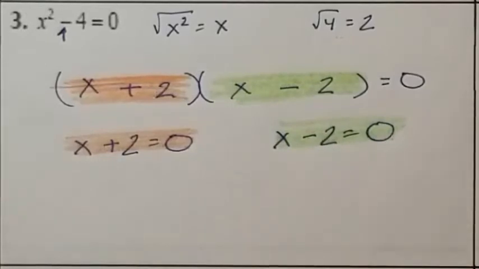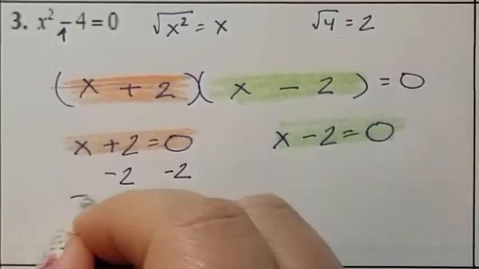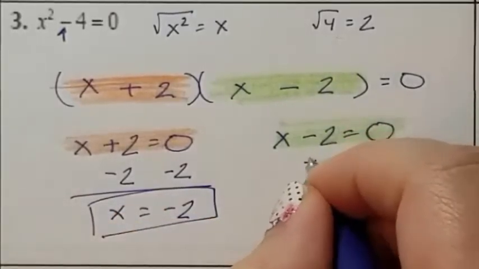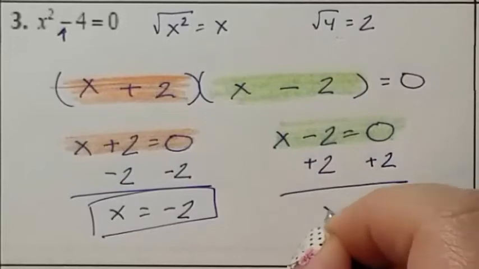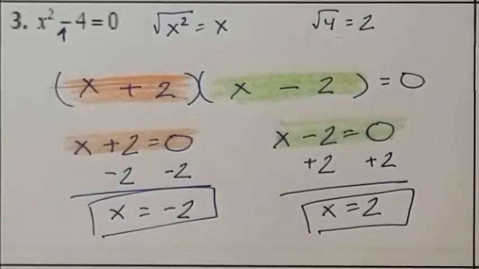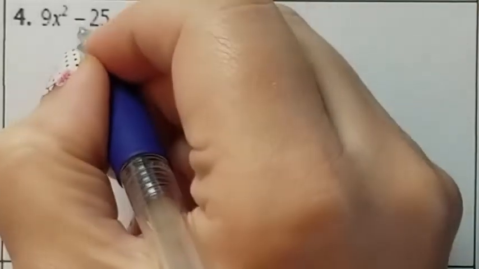Two factors means I need two answers. We're going to solve for both. Solving for the orange, subtracting 2 from each side. X is negative 2. Solving for the green, adding 2 to each side. X equals 2. So x is either negative 2 or it is positive 2. Problem number 4. I see that I have two terms, and it's subtraction.